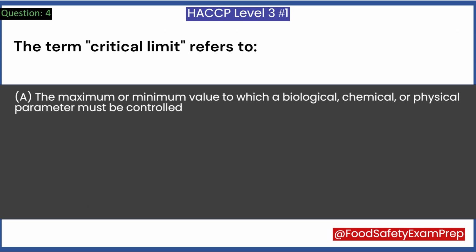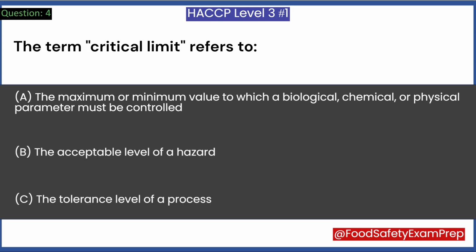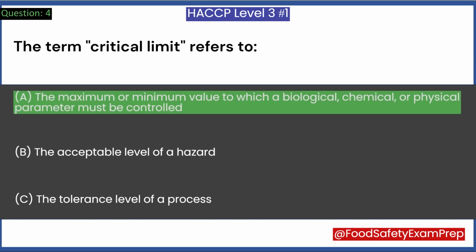The term critical limit refers to A. The maximum or minimum value to which a biological, chemical, or physical parameter must be controlled. B. The acceptable level of a hazard. C. The tolerance level of a process. Answer: A. The maximum or minimum value to which a biological, chemical, or physical parameter must be controlled.